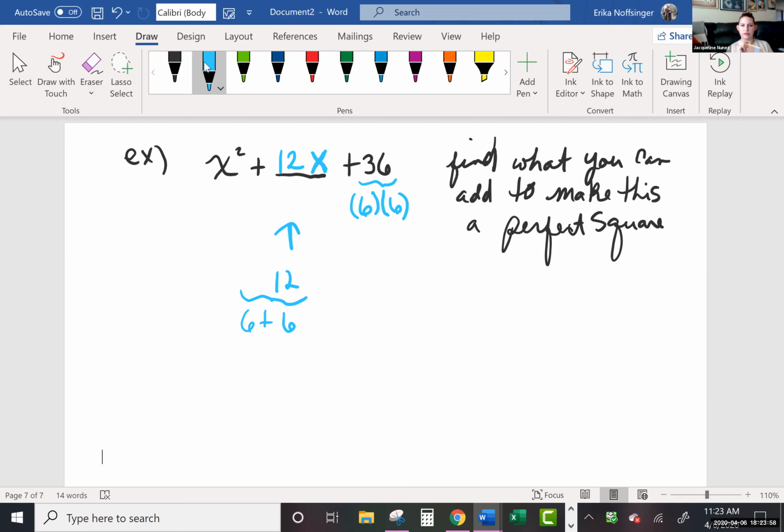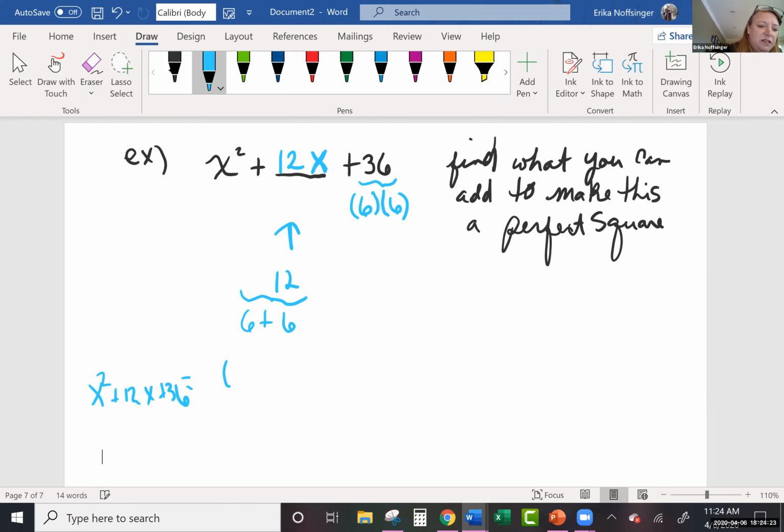Because if I didn't have that x there, then I could combine 12 plus 36, which is 48, and that doesn't make the perfect square. So actually, it just needed that x. You were just so close. And so notice that this is the same thing. So we get x squared plus 12x plus 36 is the same thing as x plus 6 quantity squared.